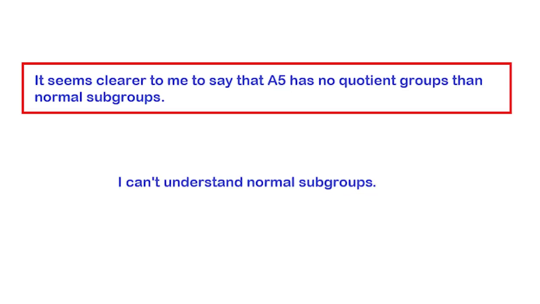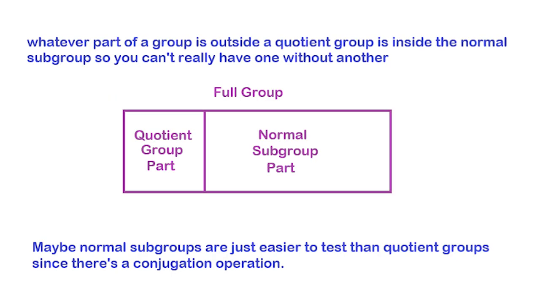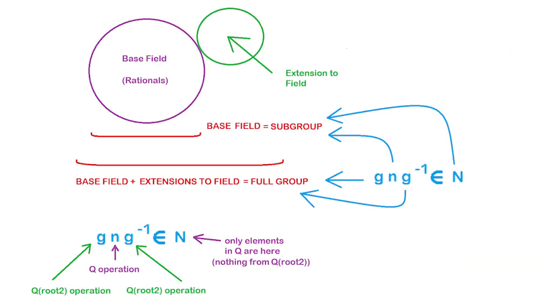I'm not sure how A5 was found to not have any quotient groups, and I don't really want to look into it too much since the other stuff I just went through was what I was really interested in. I think it's because Galois theory says a quotient group is all the part of a group that's not a normal subgroup, and normal subgroups can be tested by being invariant under a process called conjugation. I looked into that stuff, but I couldn't make any sense of it at all.